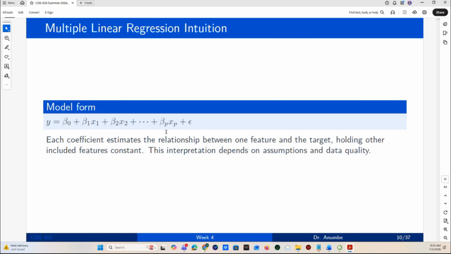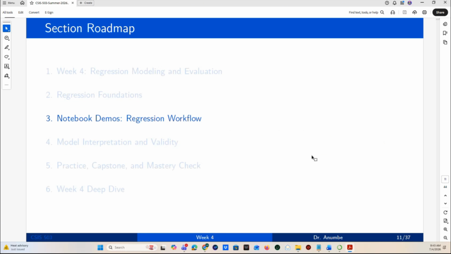So each coefficient estimates the relationship between one feature and the target, holding other included features constant. This interpretation depends on assumptions and data quality.